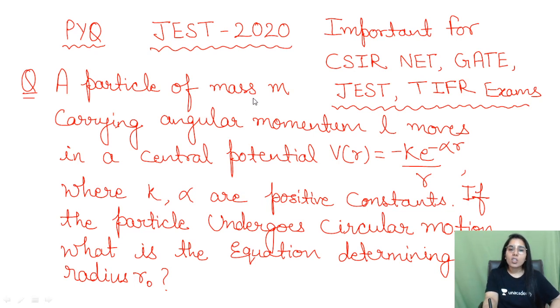See, a particle of mass m carrying angular momentum L. Okay, so they are showing the angular momentum with small l, moves in a central potential, that is V(r), V which is a function of r, which is equal to minus k e to the power minus alpha r upon r. Okay, where k and alpha are the positive constants. If the particle undergoes circular motion, what is the equation determining its radius, that is r naught? This is the exact question we have.